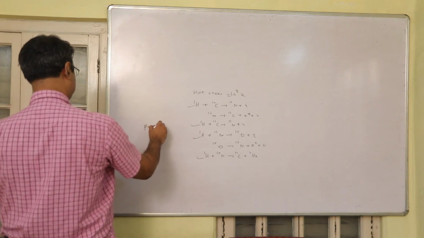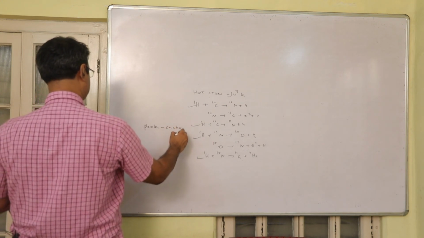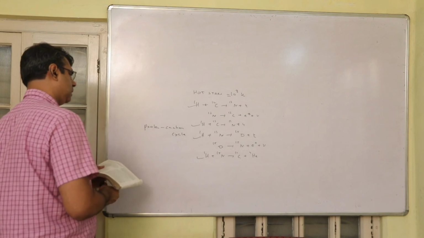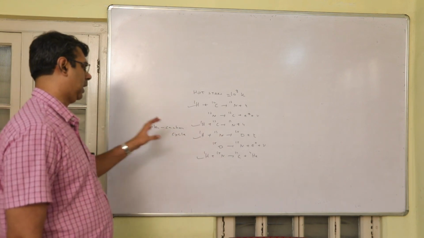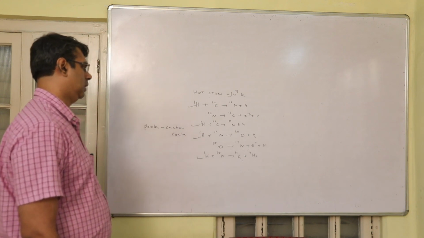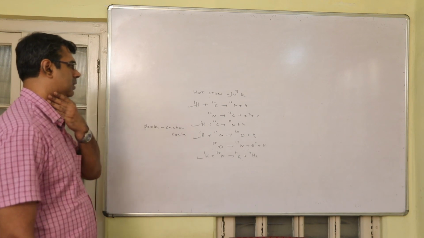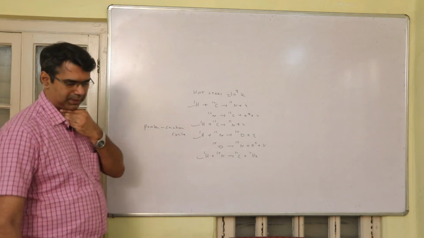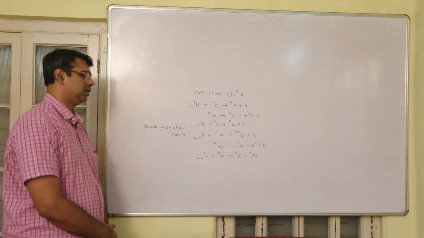So this cycle is called the proton carbon cycle. So the end result is the same, but the carbon is playing the role of a catalyst. So this is how nuclear fusion reactions can take place in hot stars. So that brings us to an end of this particular topic, that is nuclei.